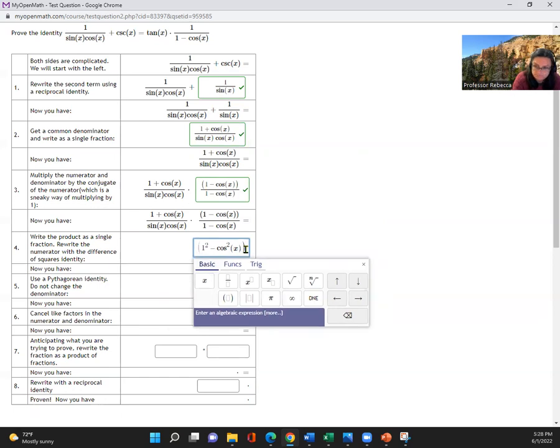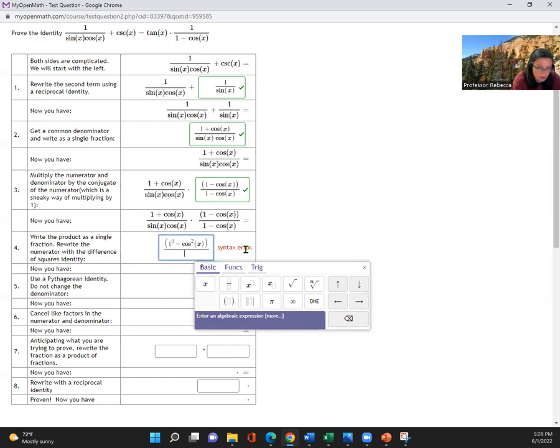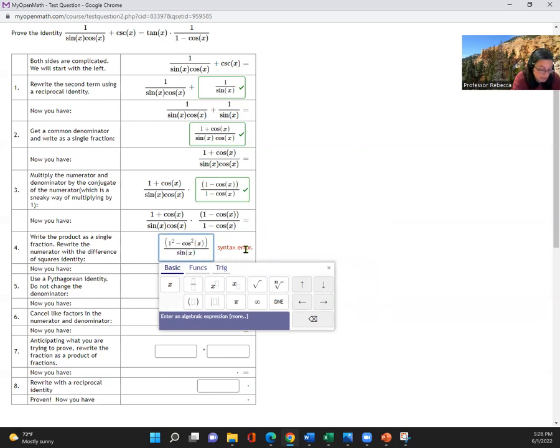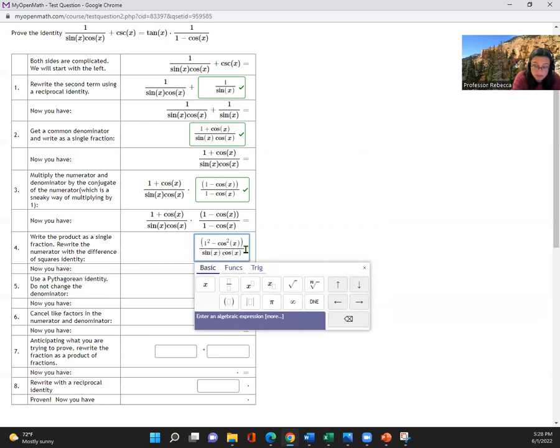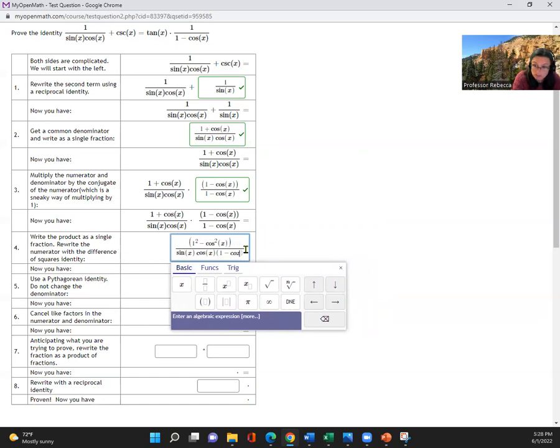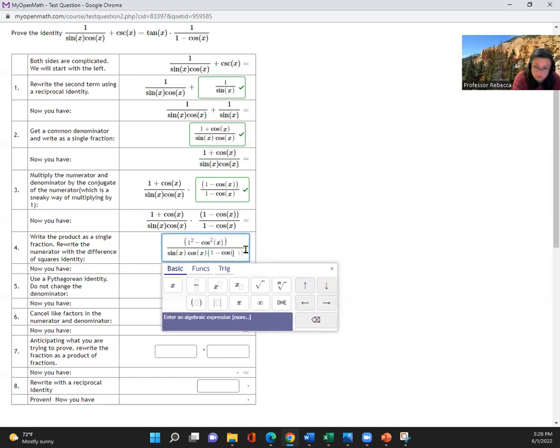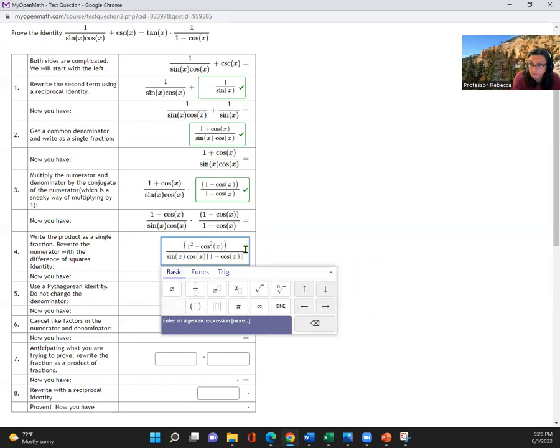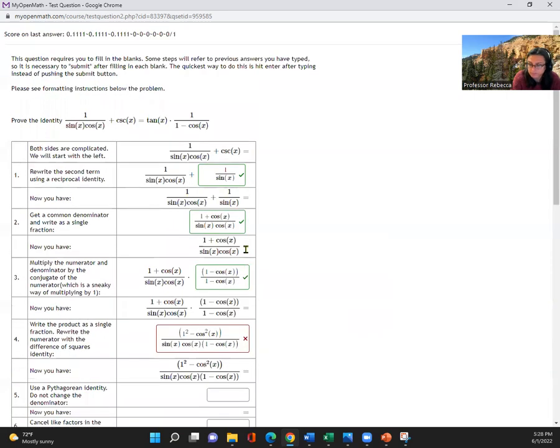all over. Then I'm just going to have one big denominator. So sine of x, cosine x times 1 minus cosine x. There we go. Oops, it didn't like that.